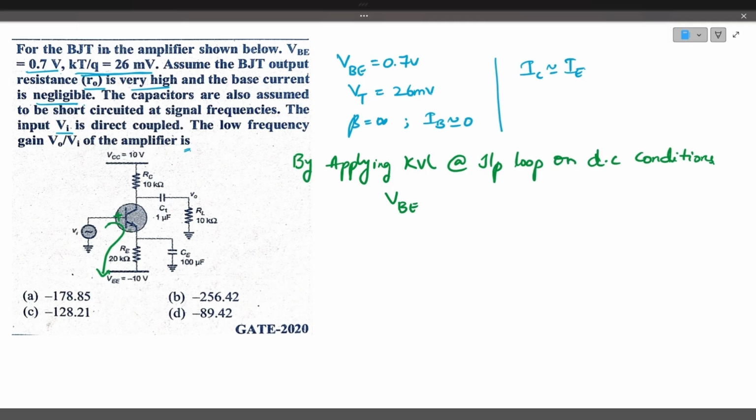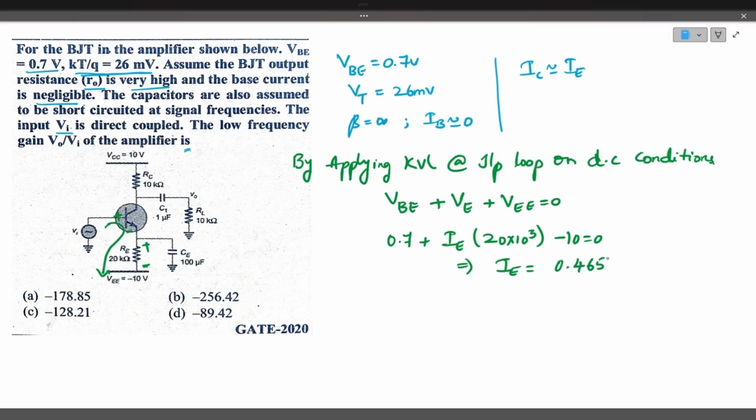and voltage across the emitter resistance: VBE plus VE, emitter voltage, plus VEE equals 0. So VBE is 0.7 volts. Emitter voltage can be written as emitter current, which is unknown, multiplied by emitter resistance, that is 20 kilo ohms, plus VEE, which is minus 10 volts. From this, you will get the emitter current IE as 0.465 milliamps. So that is the emitter current.